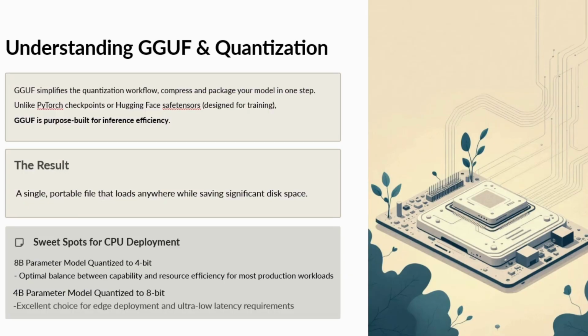And there are also some benchmarking studies that have been done, and they found out that an 8 billion parameter model quantized to 4-bit gives you an optimal balance for most production workloads. And they also found another sweet spot for CPU deployment. Again, these are all benchmarking studies, and you can also look through and do your own research for your own specific use case. So when it comes to ultra low latency use cases, they found that 4 billion parameter models quantized to 8-bit did really well. So that's a quick overview of GGUF and quantization.